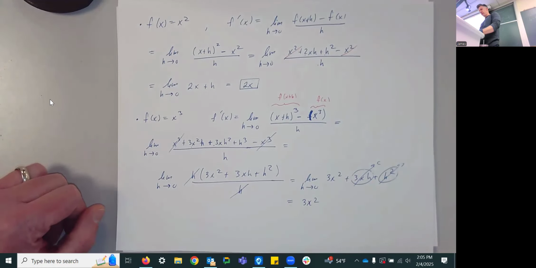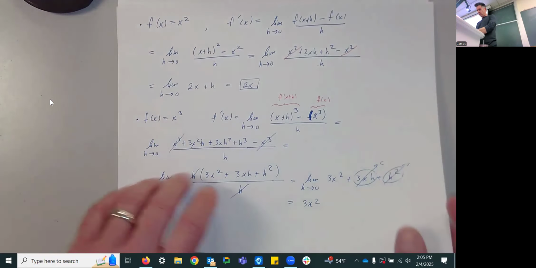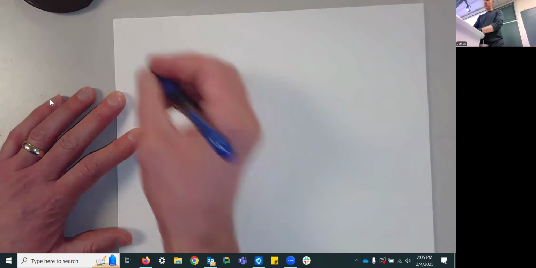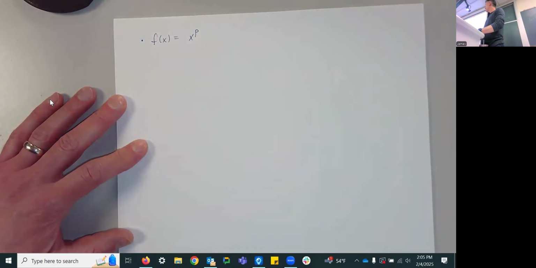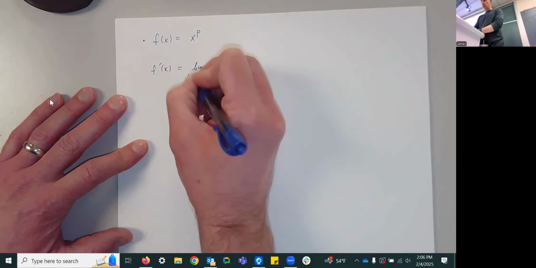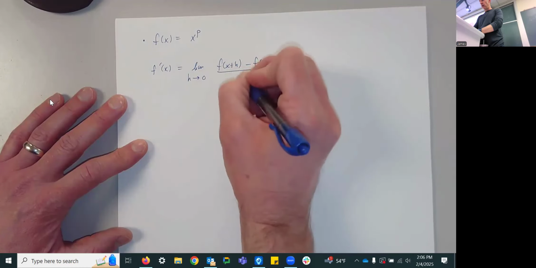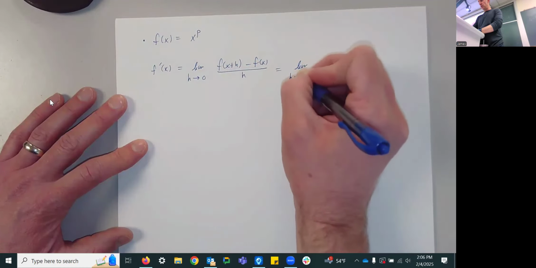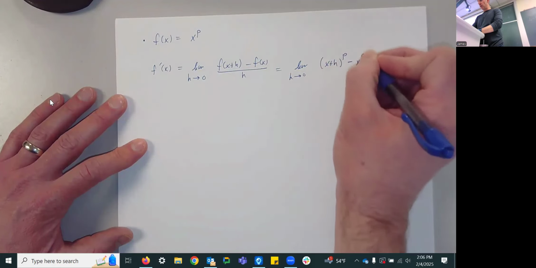And now for the big reveal, which again, I imagine a number of you are familiar with already, but that doesn't mean we shouldn't do it, is that you can actually do this for any positive integer power p. So if I want to say my function f of x was equal to x to the p, then the derivative is going to be the limit as h goes to 0 of f of x plus h minus f of x all divided by h, which is the limit as h goes to 0 of x plus h to the pth power minus x to the pth power all over h.